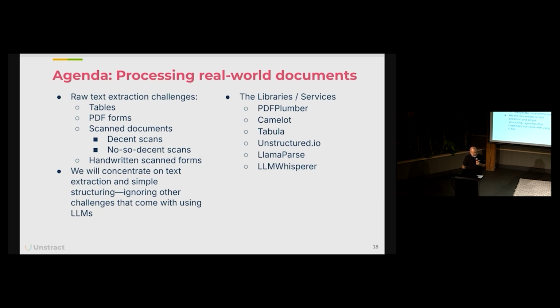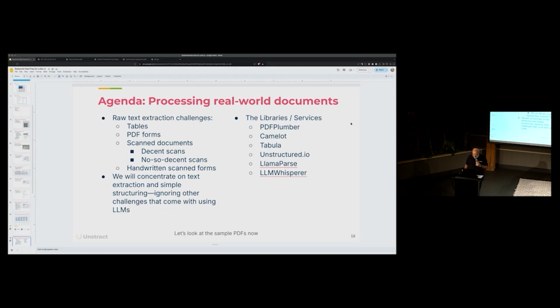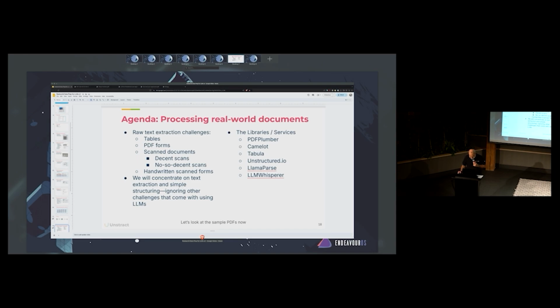We will look at 6 different libraries and services: PDF Plumber, Camelot, Tabula, Unstructured IO, Llama Parse, and Whisperer, which is the service that we work on. We have a technology called Layout Preservation Mode, which I'll show how it really works, right? Now let's look at some PDFs and how they work, right? I'm going to move over.